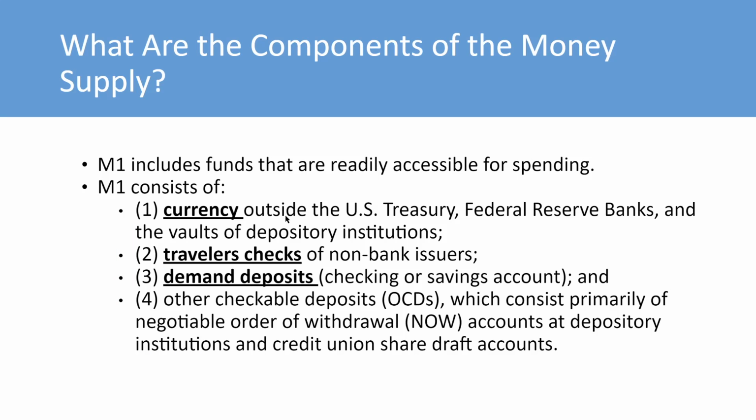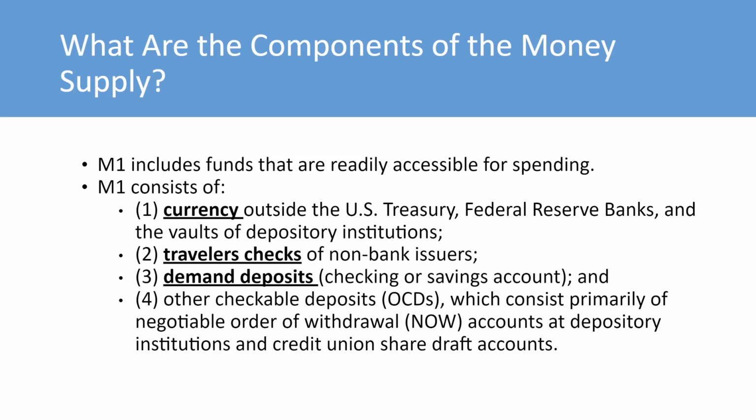So what are the components of the money supply? Well, there's this thing, it's called M1. It includes funds that are readily accessible for spending, meaning money that's on hand that you can spend for whatever it is that you want to purchase. So M1 consists of 4 parts. The first part is currency, that's outside of the United States Treasury, meaning it's not being held. Money that's outside of the Federal Reserve banks, again, meaning it's not being held. And then money that's outside of vaults of depository institutions, which just means banks.